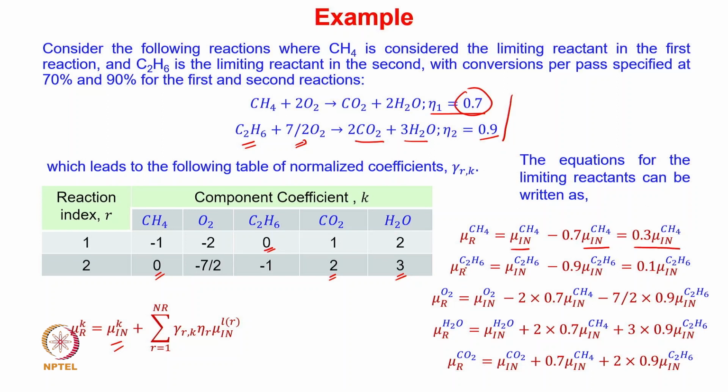Similarly, for C2H6, mu r C2H6 is mu In C2H6 minus the C2H6 which is getting consumed by the second reaction with a conversion of 0.9. So that is 0.9 into mu In C2H6. So that becomes 0.1 mu In C2H6.